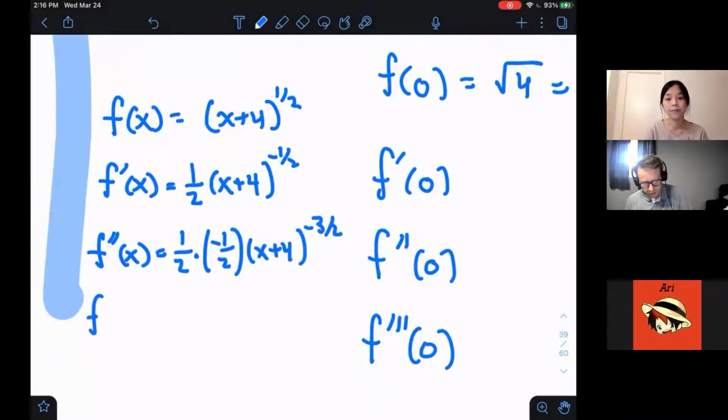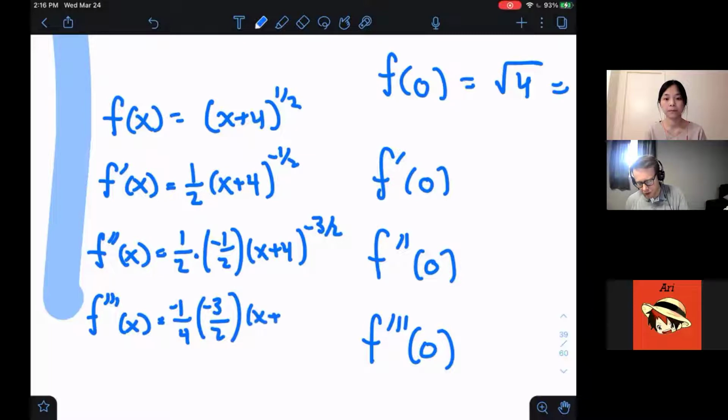And a third derivative. So we have the 1/2. In fact, let's simplify this down. We're going to have -1/4. And then when we take the derivative, -3/2 comes down, right? That's the power now. And we reduce our power by 1. So it goes from -3/2 to -5/2.